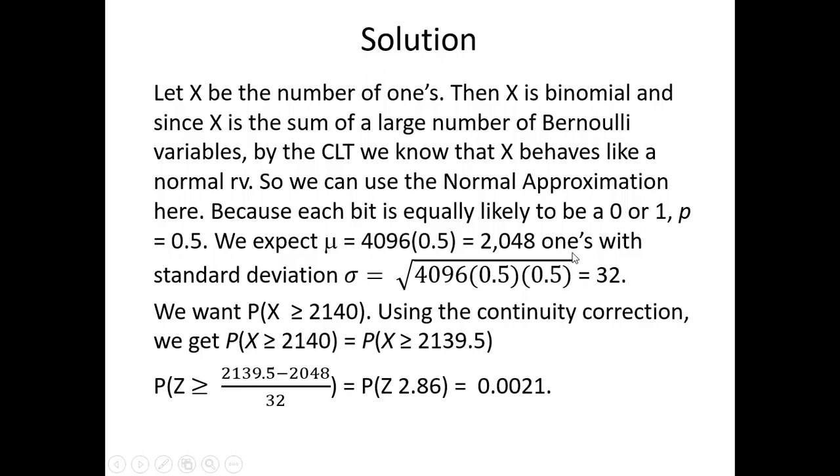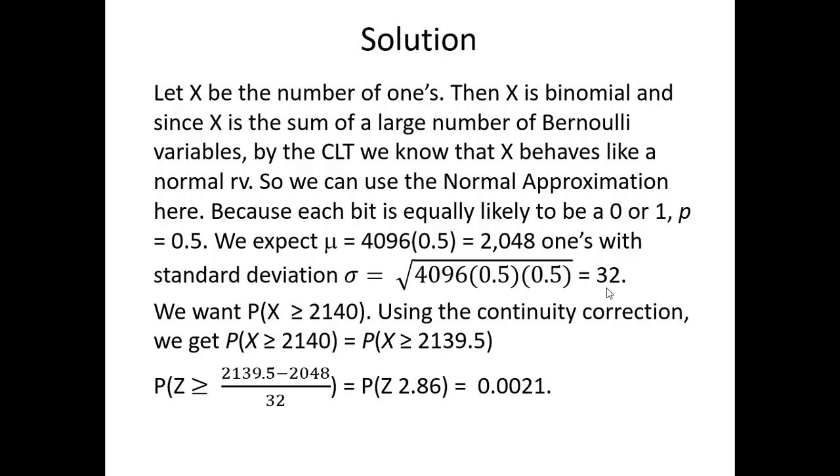Our standard deviation, right? Remember, standard deviation for a binomial, sigma is equal to the square root of n times p times 1 minus p. So here we get the square root of 4,096 times 0.5, and 1 minus p also 0.5. So when we work this out, we end up with a standard deviation of 32.